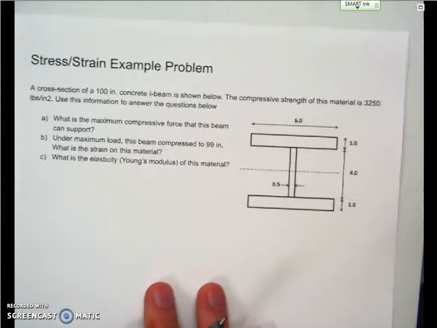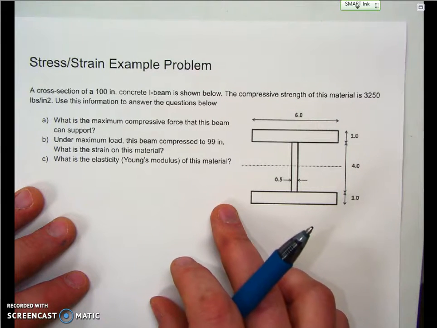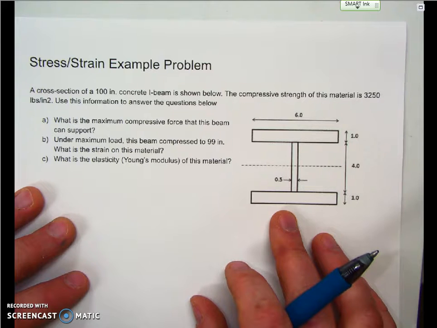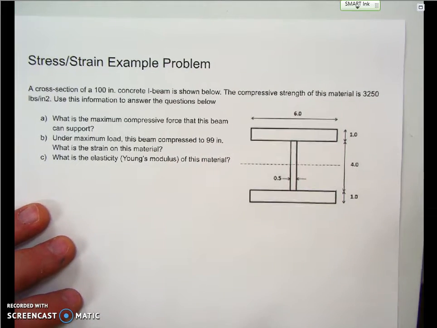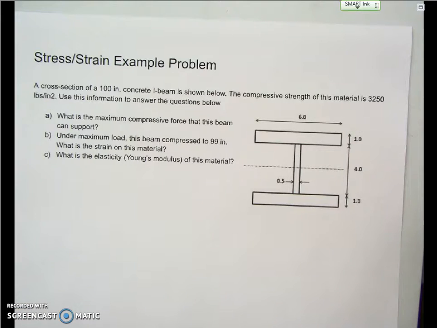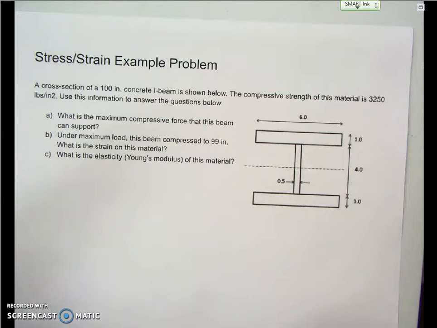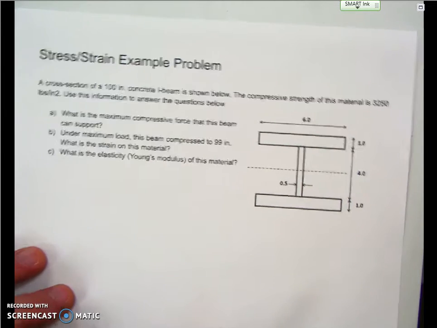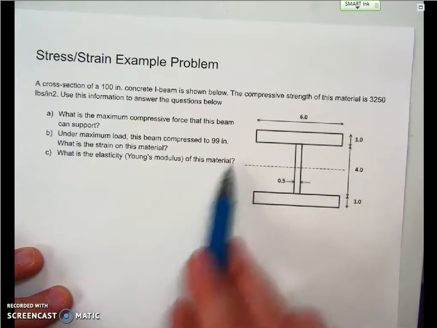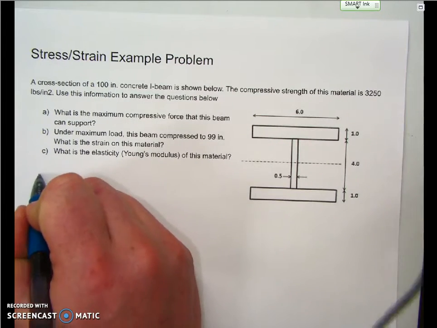So here's the problem I want to go over. It says a cross-section of a 100-inch concrete I-beam is shown here. The compressive strength of this material is 3,250 pounds per square inch. We're going to answer some questions about this material. The first question is asking what the maximum compressive force is that this beam can support. Then under this maximum load, that compression causes a slight change in the length of the material. Can we calculate the strain? And then can we figure out what the elasticity of this material is from those two values?